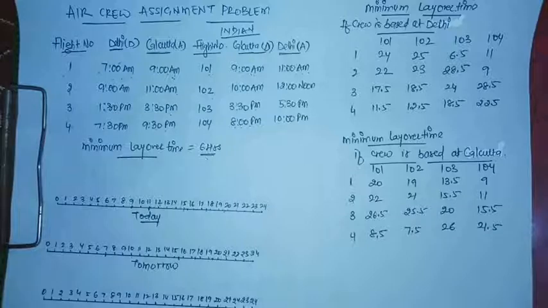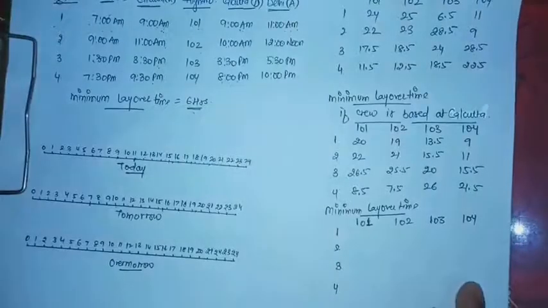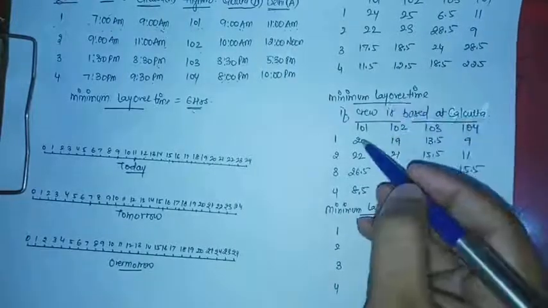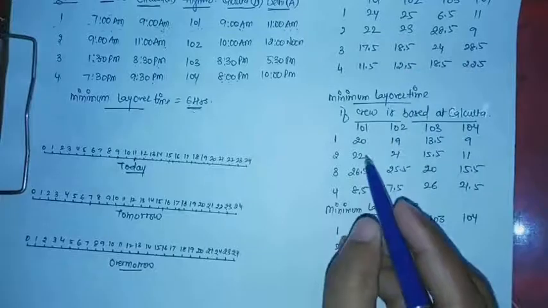Our next step is that we are going to derive our minimum layover matrix, which has a common minimum layover time for these different matrices, based at Delhi and based at Calcutta. Okay, so let's see how to frame our next matrix, that is the minimum layover time. We are going to choose the minimum from these two matrices.